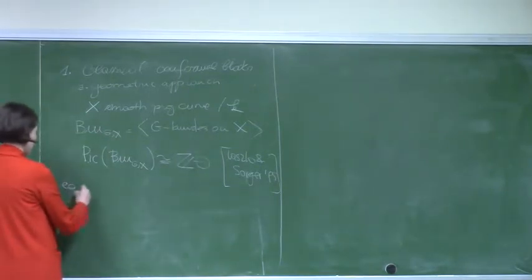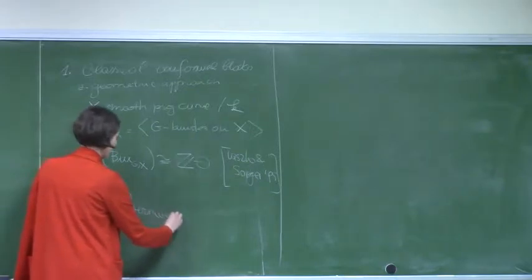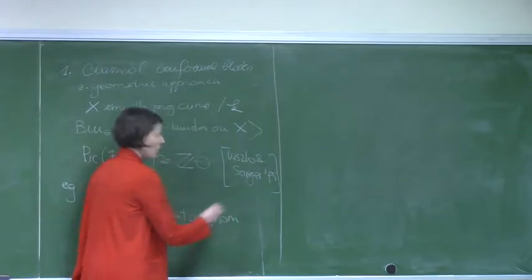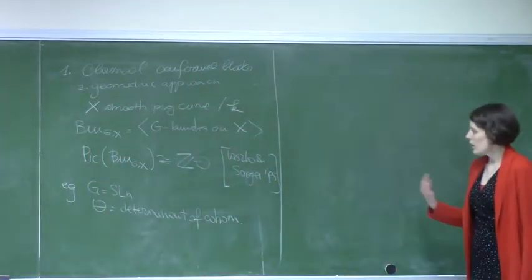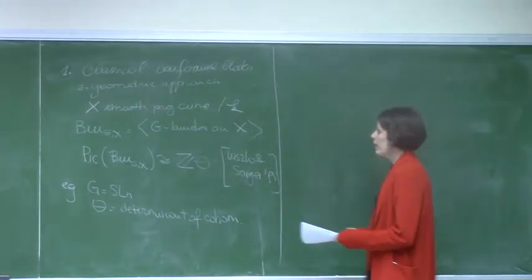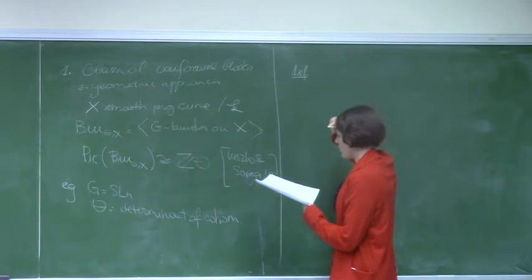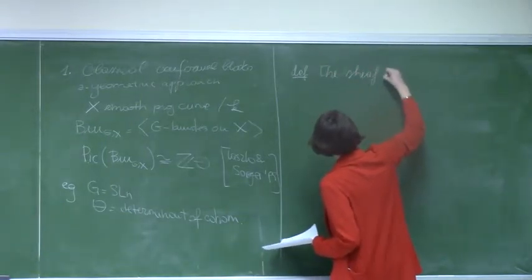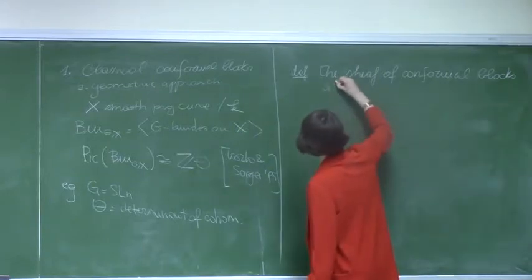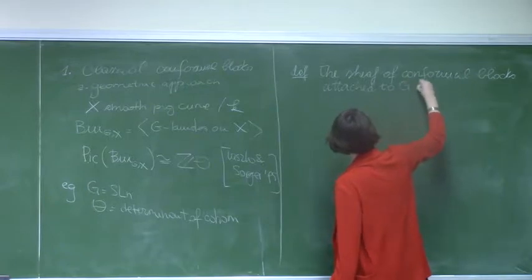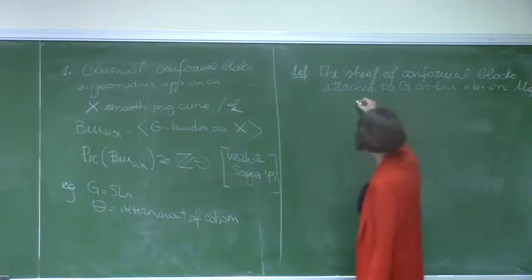So in the case G equals SL_m, theta is exactly the determinant of the cohomology of the vector bundles which I'm parameterizing. And this is true for many other cases. So it's positive, and we can then compute the global sections. And this is where the sheaf of conformal blocks plays a role. In fact, we can define the sheaf of conformal blocks attached to G as the vector bundle on M_G which is defined by this assignment.